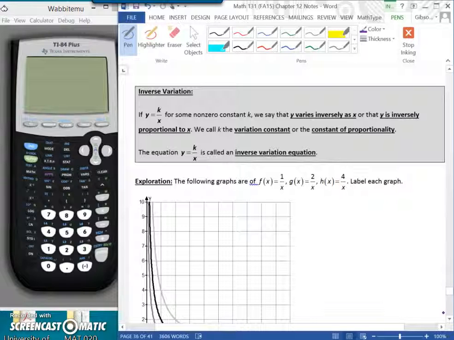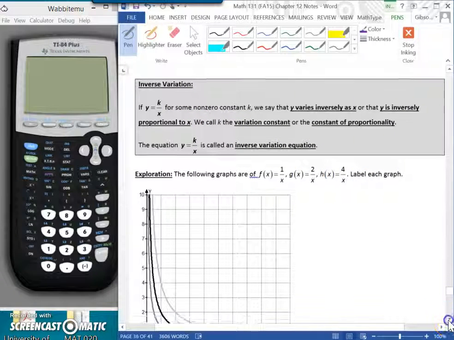We're dealing now with inverse variation. Now with inverse variation, it says if y is equal to k over x for some non-zero constant k, we say that y varies inversely as x, or that y is inversely proportional to x. We call k the variation constant, or the constant of proportionality, which is the same thing we did for direct variation. The equation y equals k over x is called the inverse variation equation.